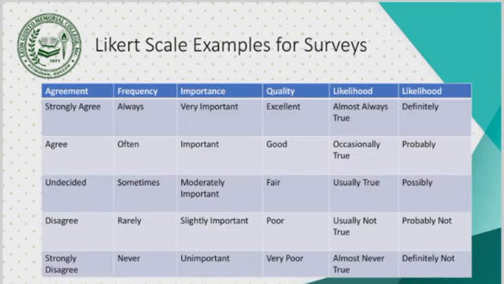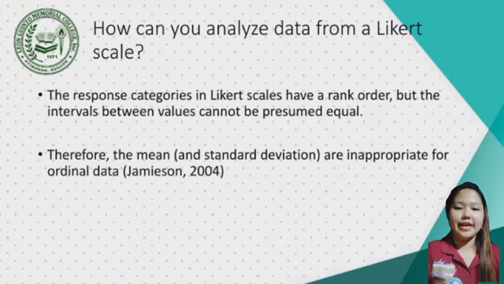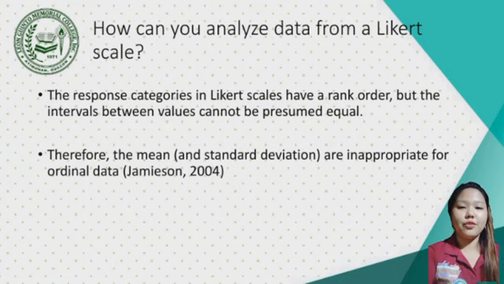So these are Likert scale examples for surveys: agreement, frequency, importance, quality, likelihood. Strongly agree, agree, undecided, disagree, and strongly disagree. So how can you analyze data from a Likert scale? The response categories in Likert scales have a rank order, but the intervals between values cannot be presumed equal. Therefore, the mean and standard deviation are inappropriate for ordinal data, Jamieson 2004.